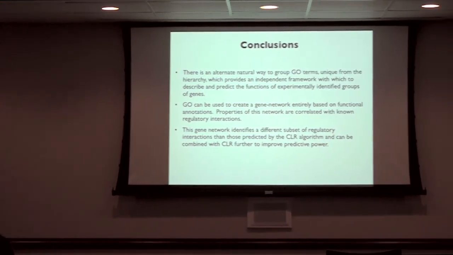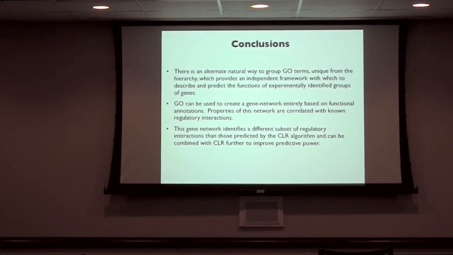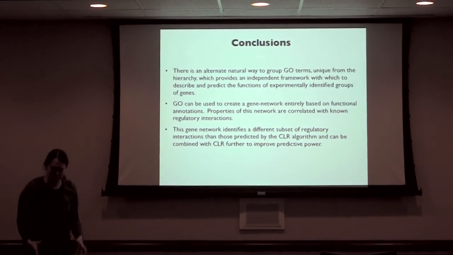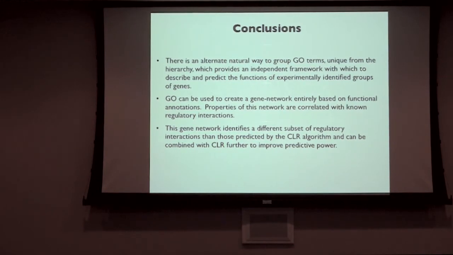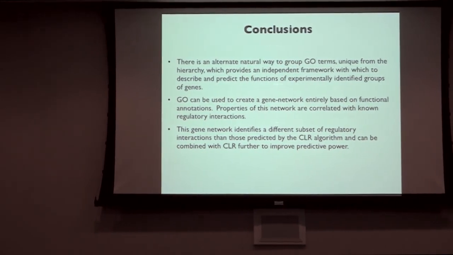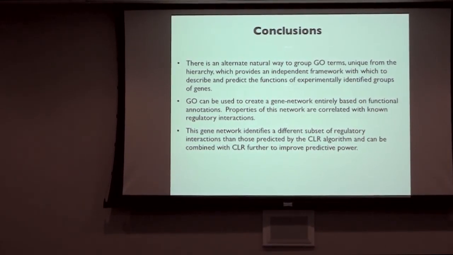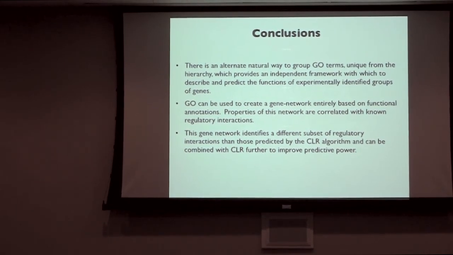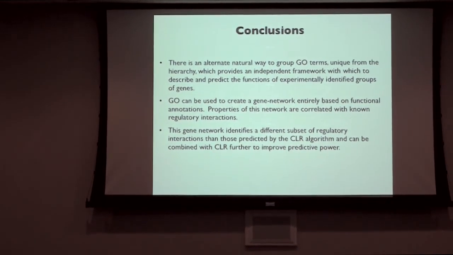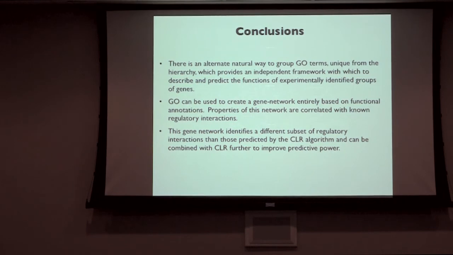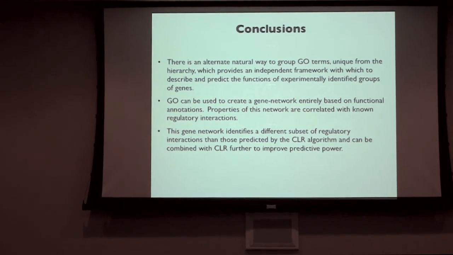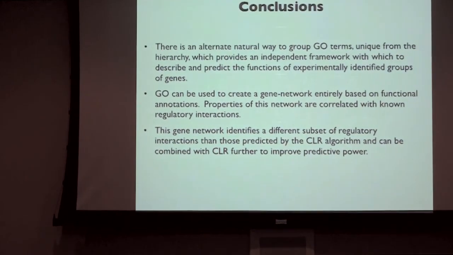Okay, so just to conclude, what have we done here? Basically, we've tried to mine the gene annotation data using network techniques. And we found that there's an alternative natural way to group GO terms, unique from the hierarchy, and it provides an independent framework with which to describe and predict the functions of experimentally identified groups of genes.